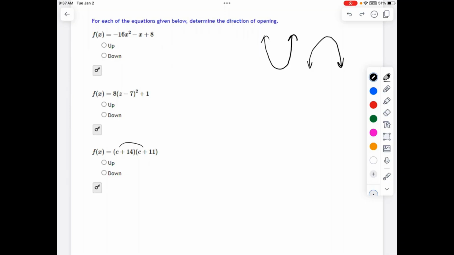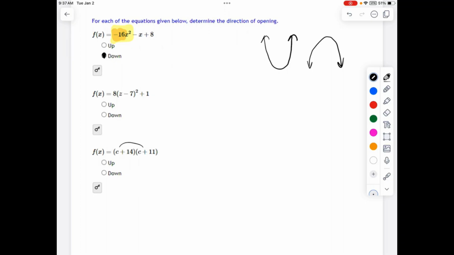So, how can we tell? The biggest thing that determines the direction of opening is the leading term. The leading term is the term with the highest exponent. In standard form, it should be the very first term, and the leading coefficient of that term is either positive or negative. Positive, it goes up. Negative, it goes down. Here, 16 is negative, so the direction of opening will be down.